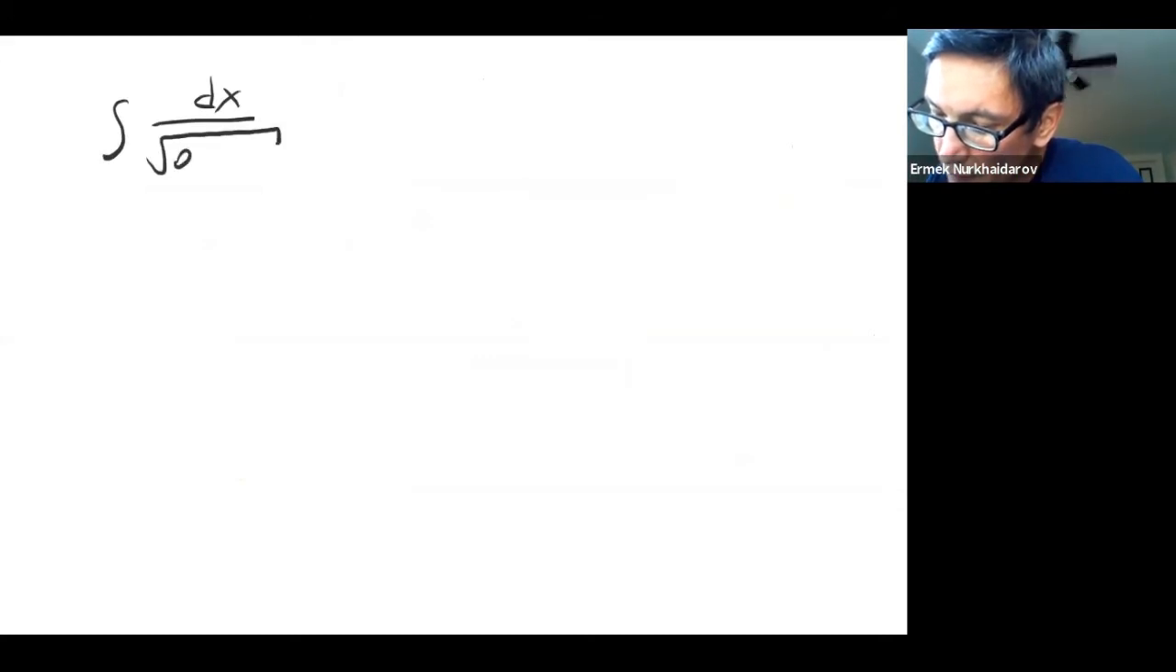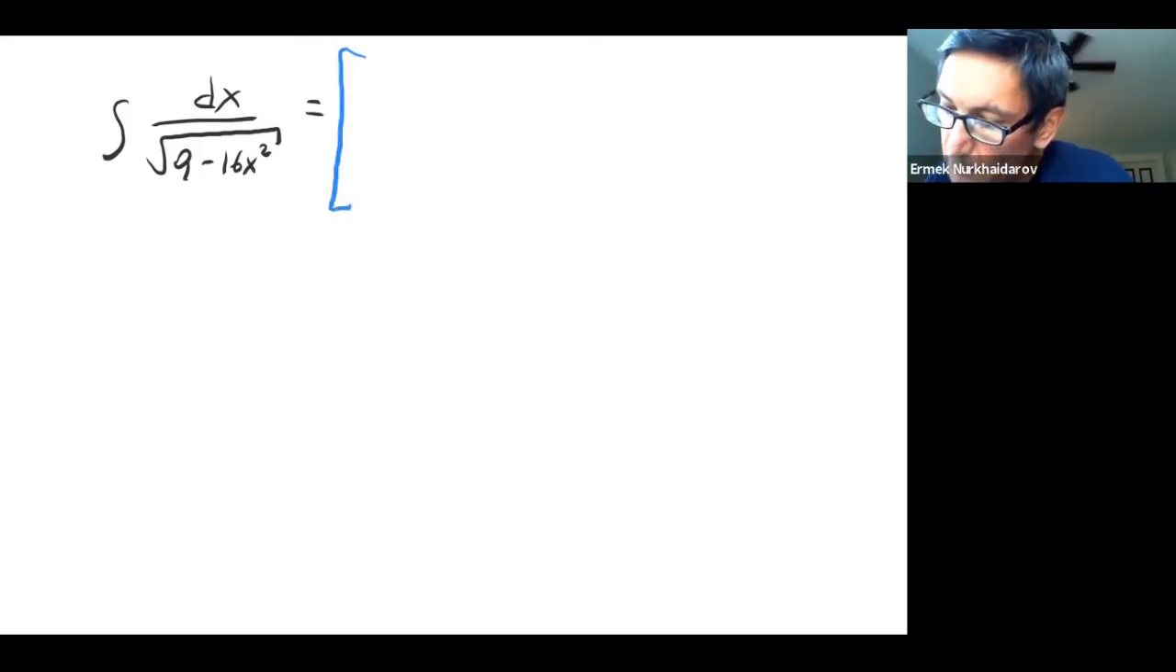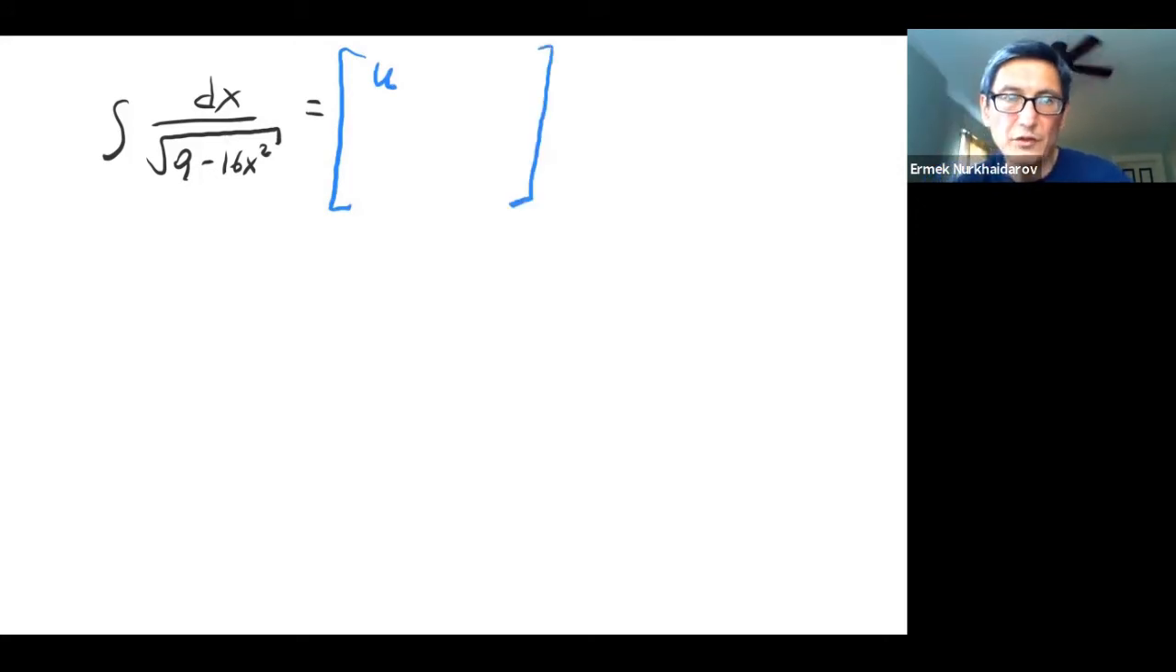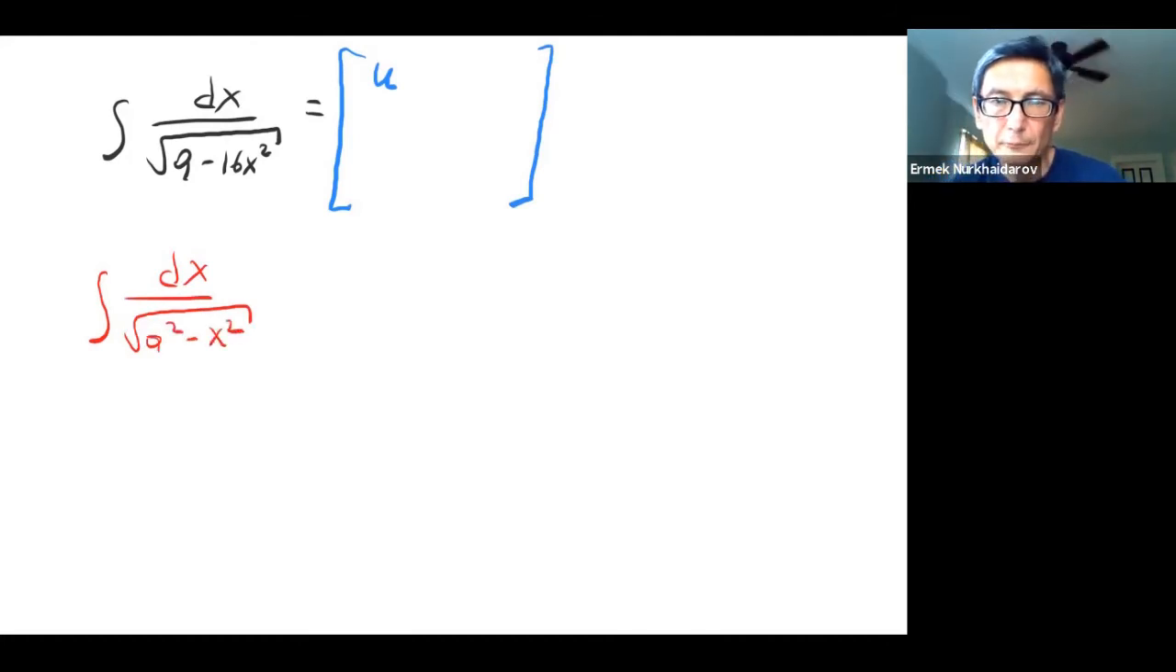Let's try one more. Integral dx over the square root of 9 minus 16x squared. Here we'll start with a substitution. Let me try to illustrate what kind of substitution we're going to be doing. So we want to use that formula: integral dx over the square root of a squared minus x squared. That's the formula which we want to use, right?